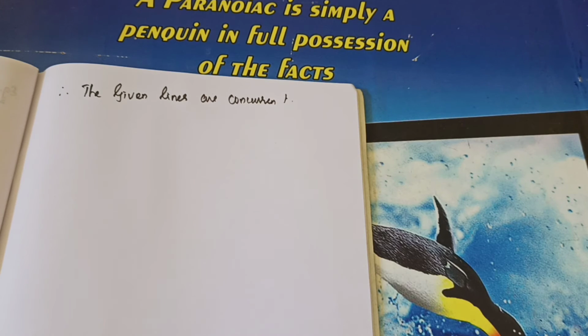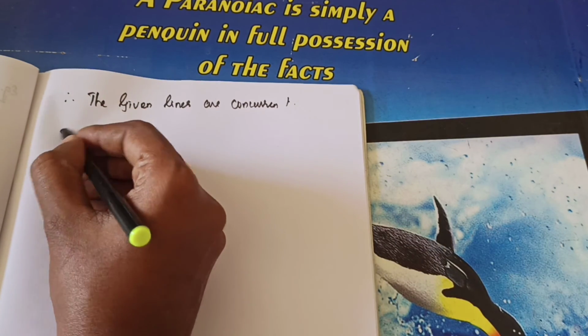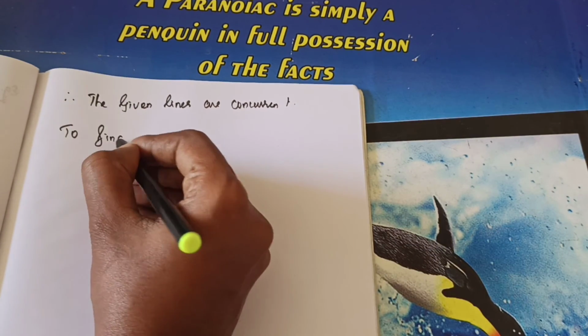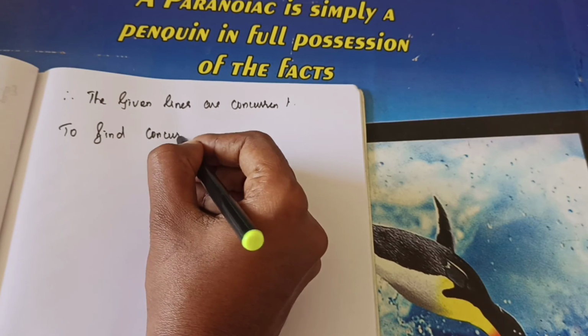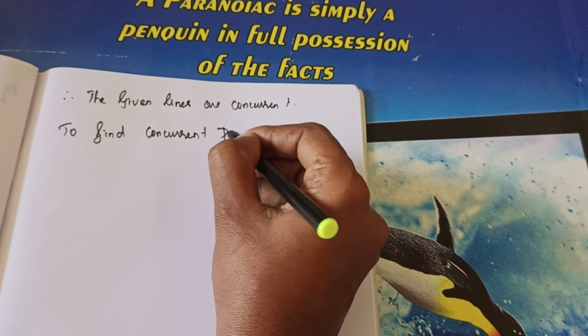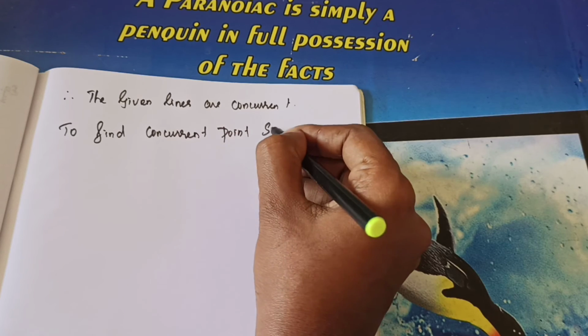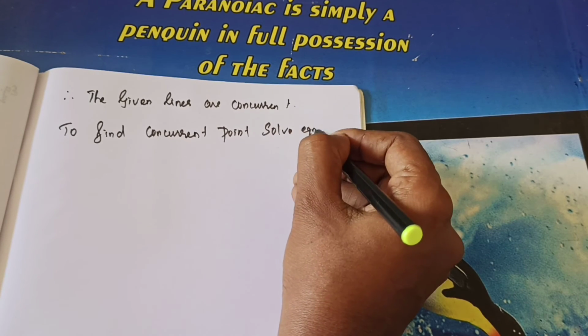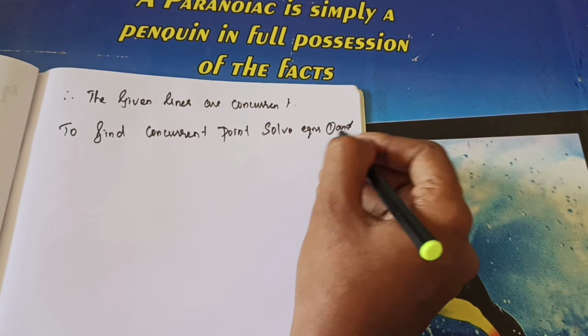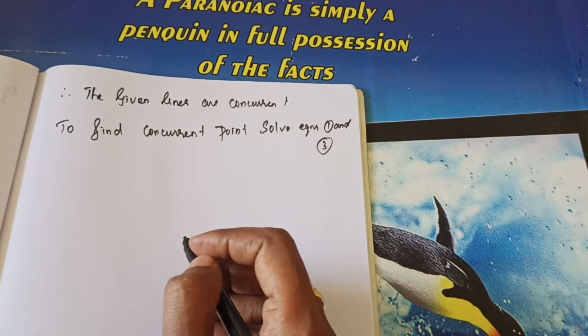For that you can take any two equations and solve them and find out the x and y values. Understand? For that, what will you do? You take any two equations and solve them and find out the concurrent point. That's the concurrent point. Understand? So take down any two equations and solve them. To find the concurrent point, solve equations 1 and 2. Otherwise 1 and 3, same as in your book, you can solve.